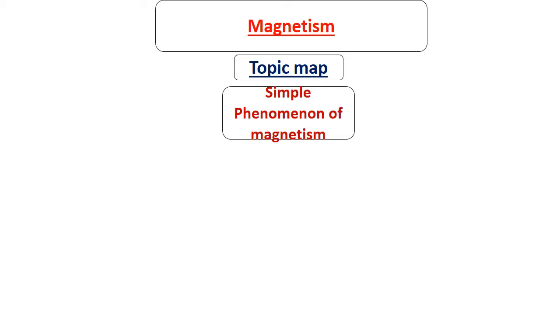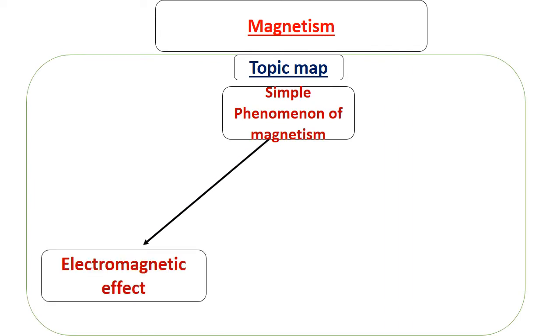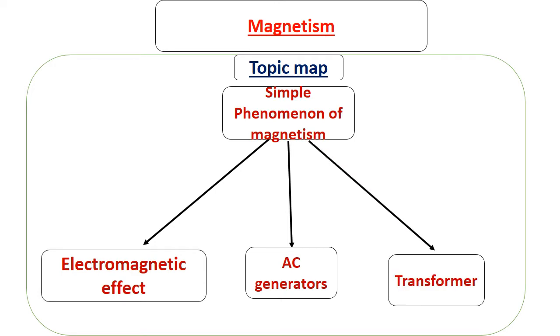Then after this, we're going to take a look at electromagnetic effects. When we get done with electromagnetic effects, we're going to take a look at AC generators. From the knowledge we're going to acquire about electromagnetic effects, we're going to start AC generators. Then we'll end up with transformers. Let's get started.